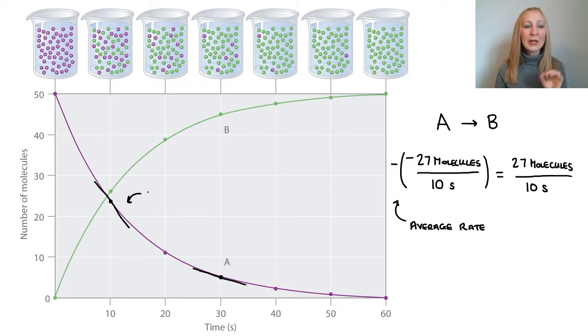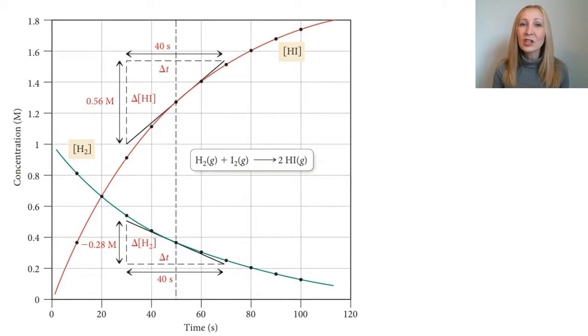Another thing we can do is find an instantaneous rate. And the way we do this is by taking the slope of the line that's tangent to the point where we want that instantaneous rate. So you'll see at the beginning, at 10 seconds, you're losing A's faster than at the end, because the line is sloped more downward at the beginning than it is at the end. At 30 seconds, our line is flattening out, so we're not losing A's as quickly. That's called an instantaneous rate of change.